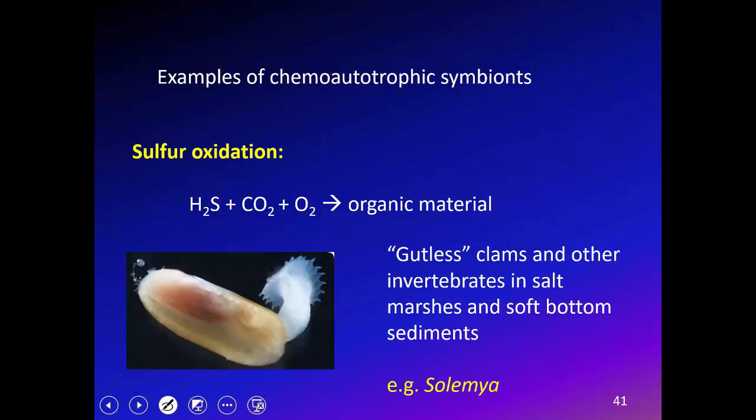But these also occur much closer to home in salt marshes that are just in our backyard here, at least down here in Lewis. There are some types of clams that don't have a gut, they don't have any digestive tract, and they are relying on these chemoautotrophic symbionts to carry out this reaction of using the hydrogen sulfide that's produced by the sulfate reducers. These hydrogen sulfide oxidizing organisms are fixing CO2, making again organic material, more biomass for itself, and that organic material then goes on to feed these clams and other invertebrates that have these chemoautotrophic symbionts in them. So that's a great example of how symbiosis is helping these organisms.